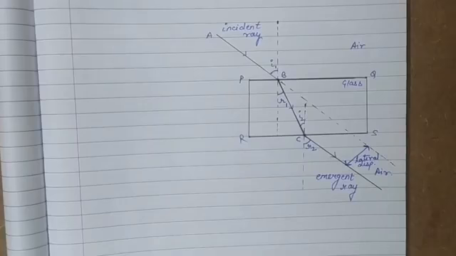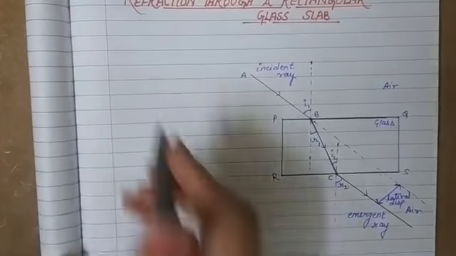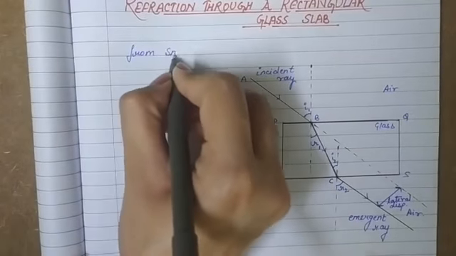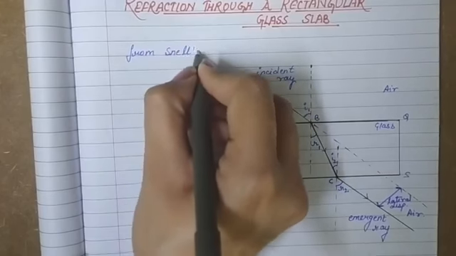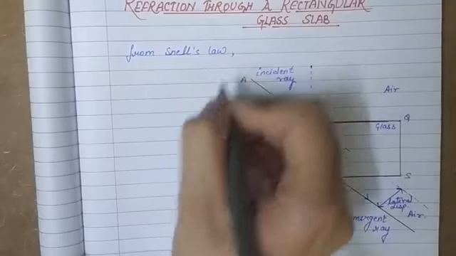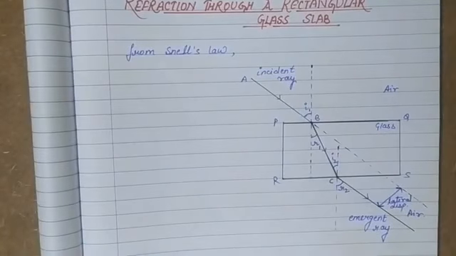To prove this, we are going to use Snell's law. From Snell's law, we know that sine of the angle of incidence upon sine of the angle of refraction is equal to a constant, and is equal to the refractive index of medium 2 with respect to medium 1.